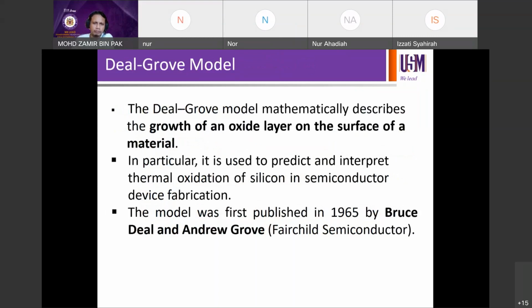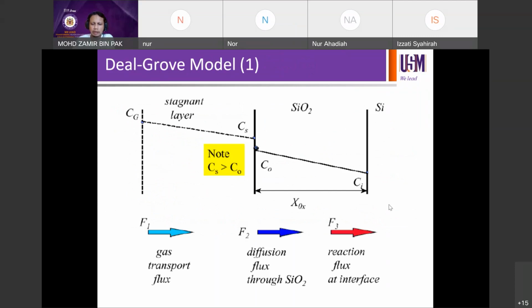And we will use the Deal-Grove model as a mathematical way to describe the growth of oxide on the surface of our silicon. It's used to predict and interpret thermal oxidation of silicon in device fabrication. We also discussed this before we stopped in the last class.